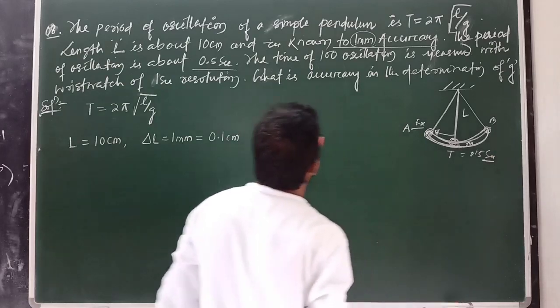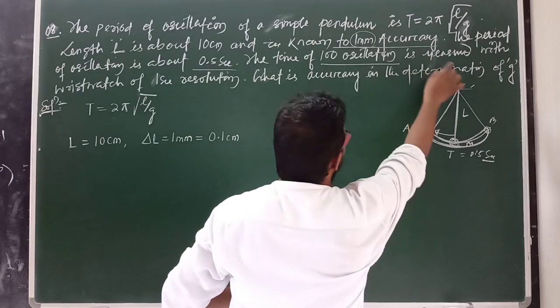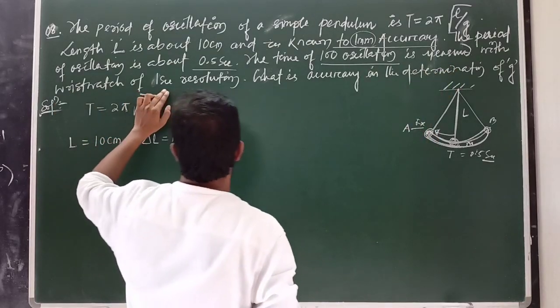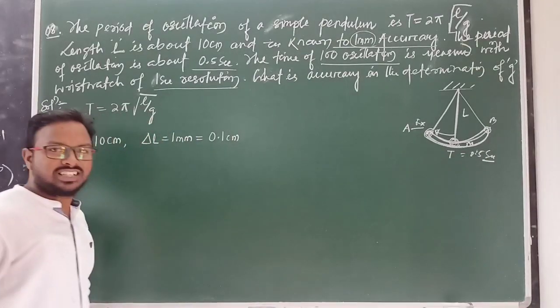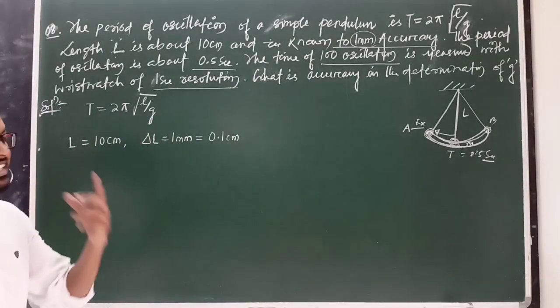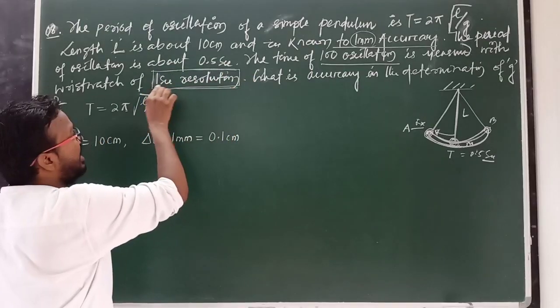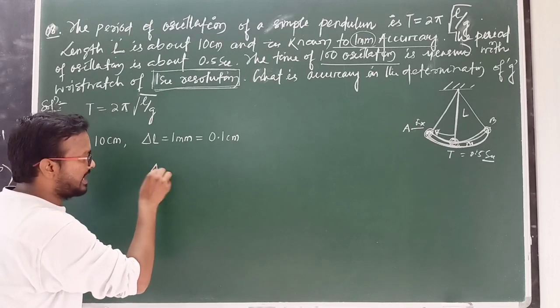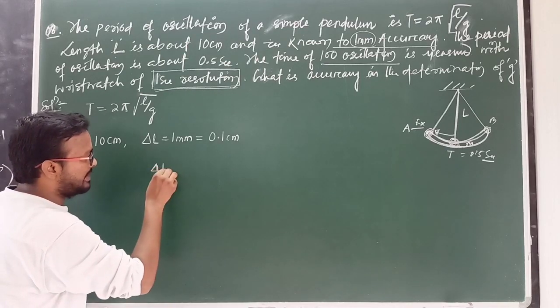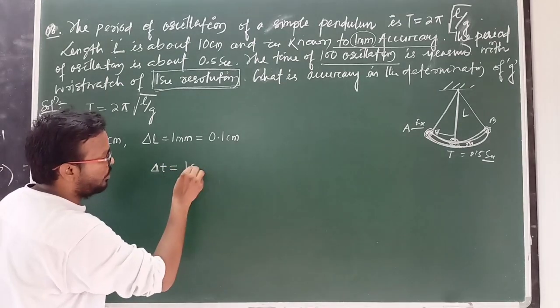But again, given that the time of 100 oscillations is measured with a wristwatch, which has 1 second resolution. 1 second resolution means here the error. There is a stopwatch which gives the error limit, that is 1 second resolution. Means we can write here the measurement of time, and the error in the measurement of time by the wristwatch, that is delta T equal to 1 second.